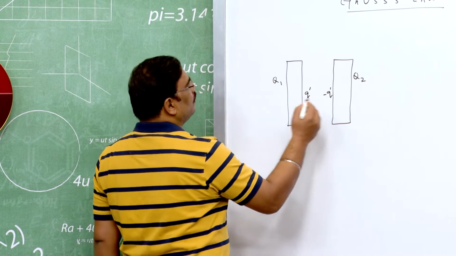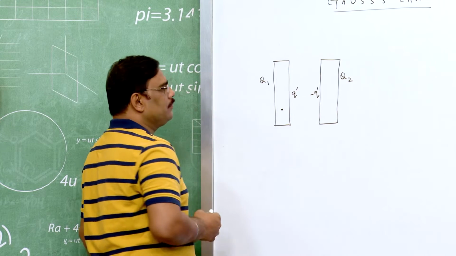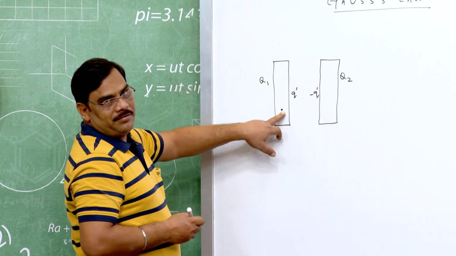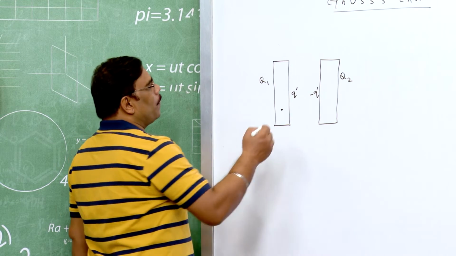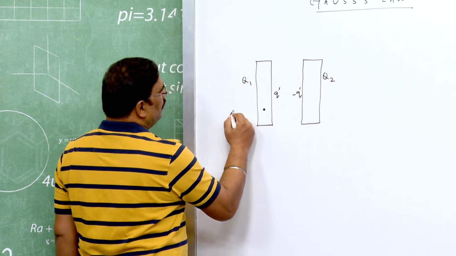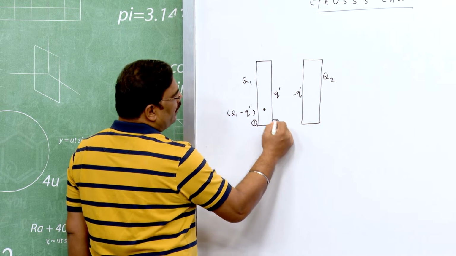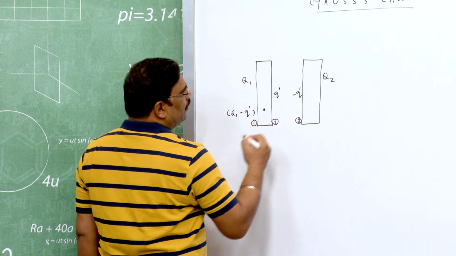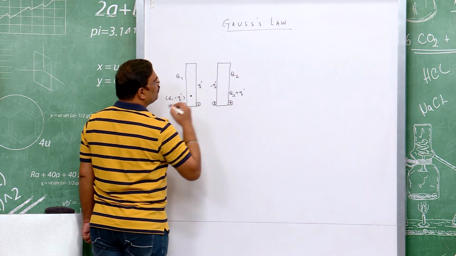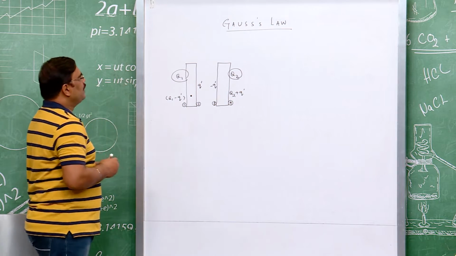So, if I consider a point somewhere here, to calculate the electric field at this point due to all the charges present, the electric field will be 0 according to Gauss law. The four charges producing electric field at this point can be specified as follows: face 1 has q 1 minus q dash, face 2 has q dash, face 3 has minus q dash, and face 4 has q 2 plus q dash, because the total charge on plate number 2 is q 2 and the total charge on the first plate is q 1.